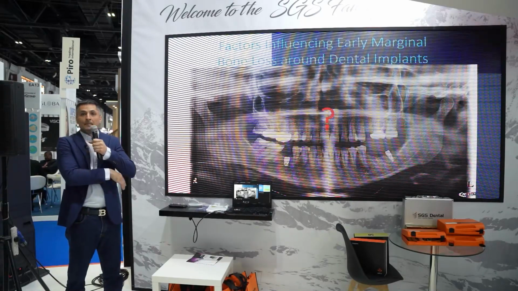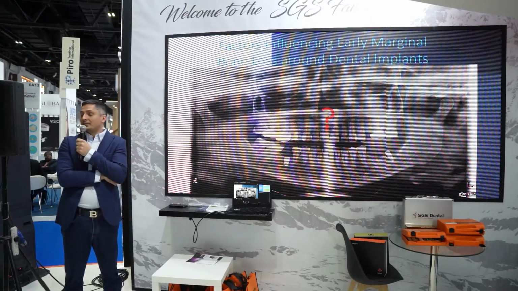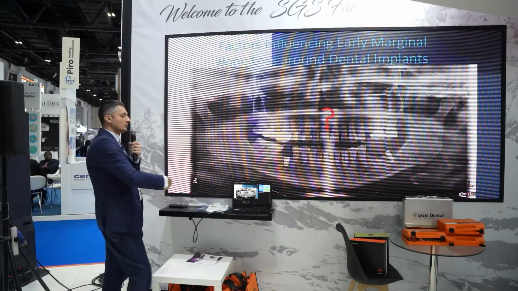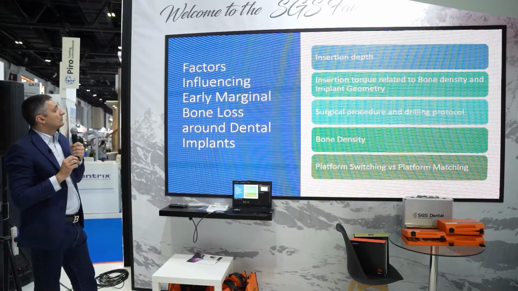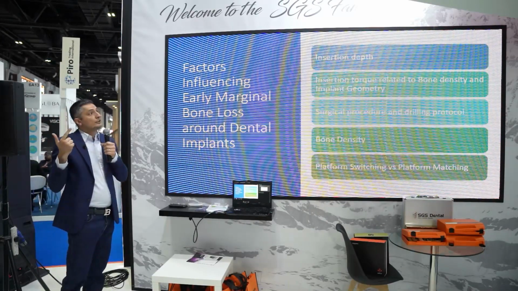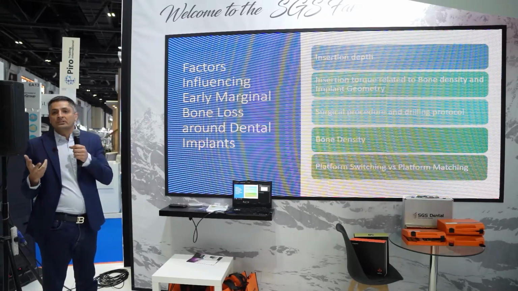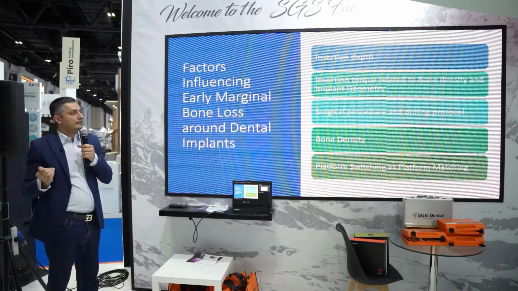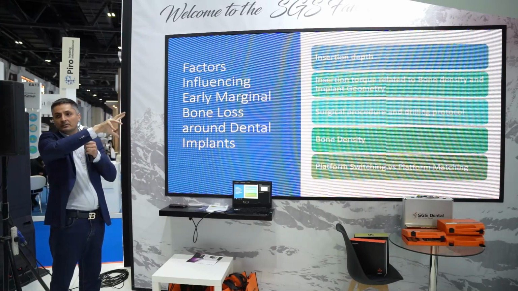I discovered this: the difference between these implants is the surgical protocol. We call it drilling protocol, surgical protocol, whatever you want to call it. So, when we talk about early marginal bone loss around the implant, we have to consider the insertion depth of the implant, the insertion torque, and the implant geometry for sure, surgical procedure and drilling protocol, bone density, switching platform, and so on. For today, I'm going to talk only about the first 3 points, okay?